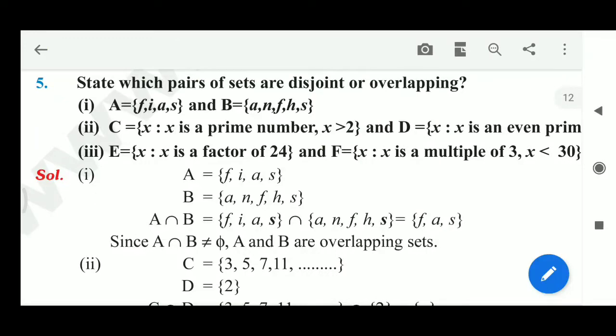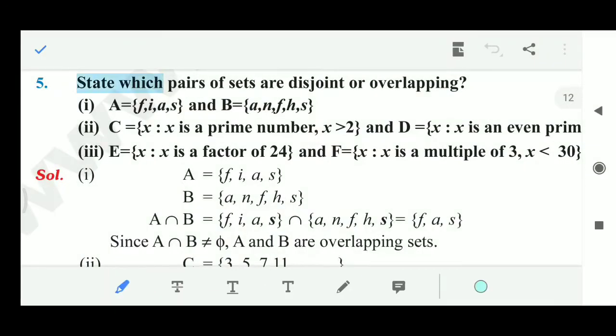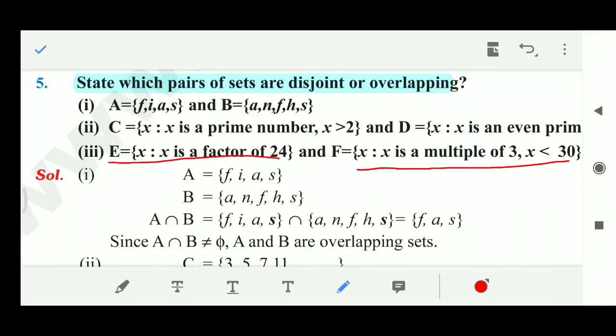Next, from exercise 1.2 I am going to do the fifth sum. State which pair of sets are disjoint or overlapping. Disjoint means the sets have no common element. If they are overlapping, there will be a common element.